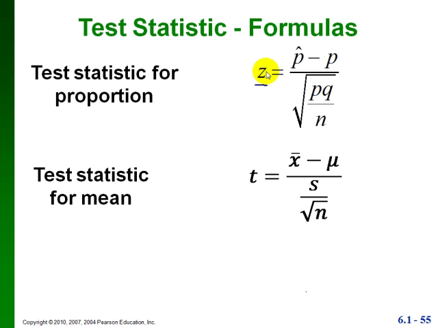And here's the test statistic formula if we're testing a claim about a population mean. And notice that this one has a t instead of a z. And again, that means that we'll be using that t table in the statistics textbook.